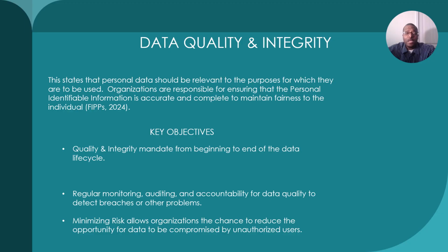Data quality and integrity in FIPS is when organizations are responsible for making sure that data on an individual is accurate and has meaning in its purpose. The key objectives include that quality and integrity will be administered from start to finish throughout the data's life cycle. There will be regular monitoring that will take place to ensure that the quality and prevention of breaches is held up. This will also ensure that unauthorized users can't have access to the data.